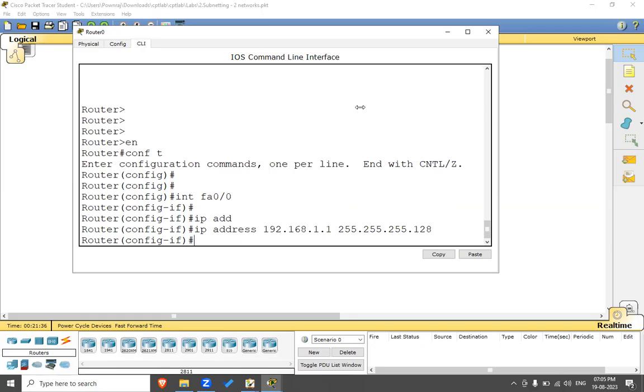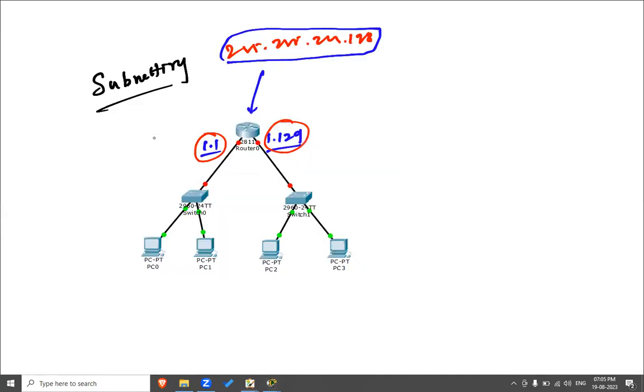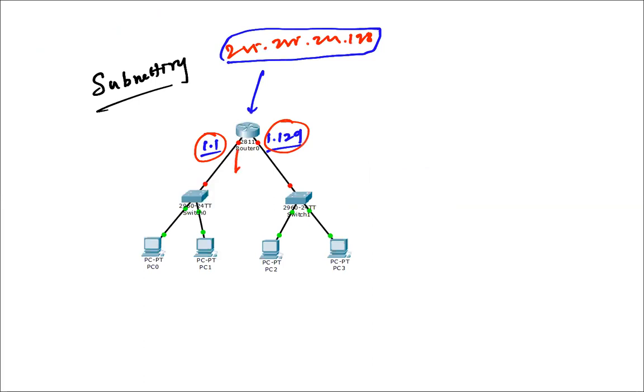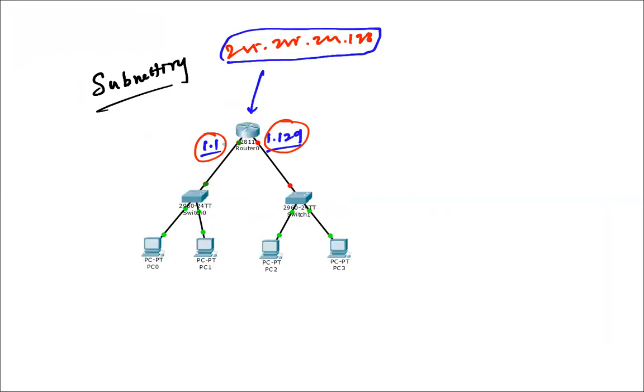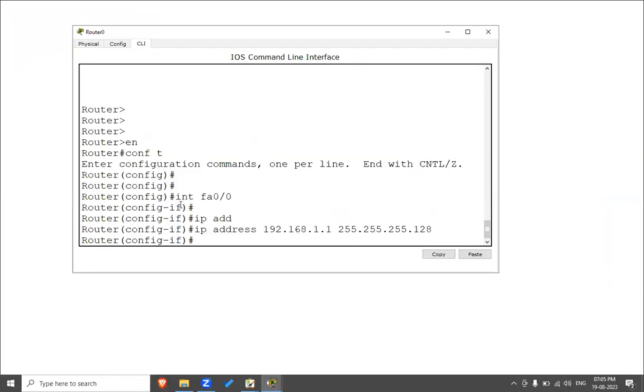I don't give no shut here because the interface is already in no shut state; I gave it previously. You don't have to give no shut every time, please. Only once. Since it's already given, the interface is already green, you can see it in the diagram. So no need for no shut again and again. Once is fine.